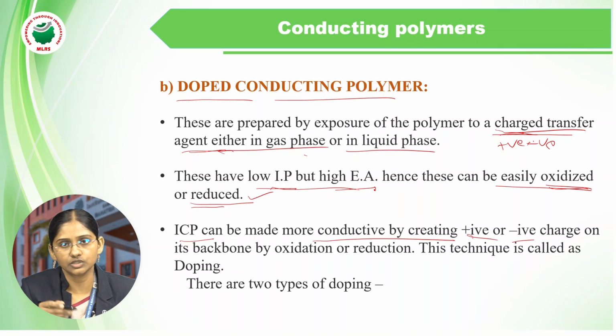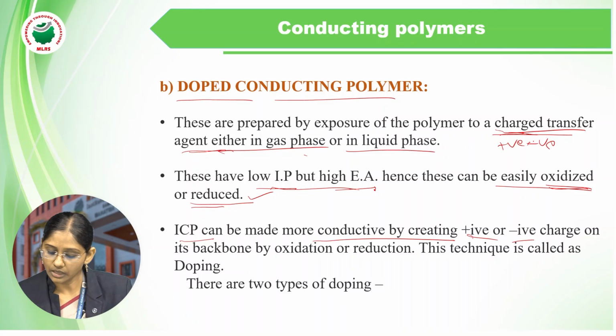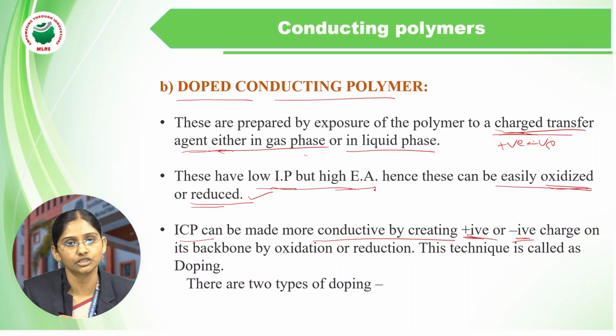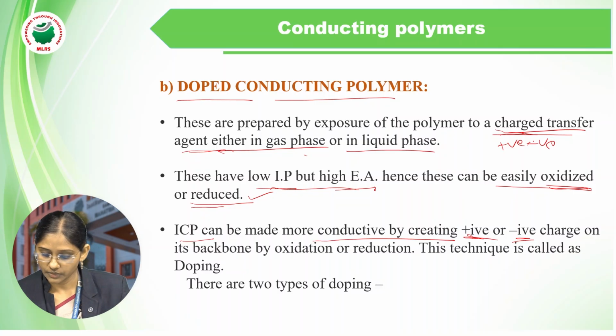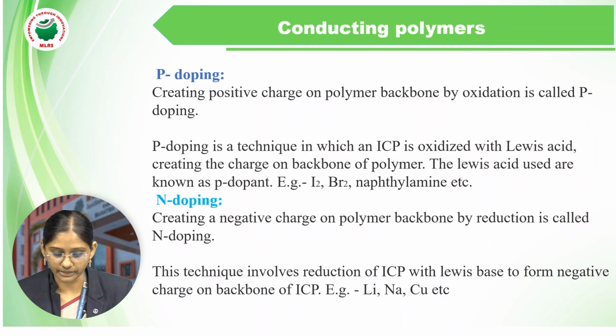How can these positive and negative sites be created in the polymeric chain? How can these positive and negative charges be created? By doing oxidation or reduction. Here there are two types of doping, that is oxidative doping and reductive doping. Now we'll see how we can do this oxidation or reduction to the polymeric chain. These are of two types.